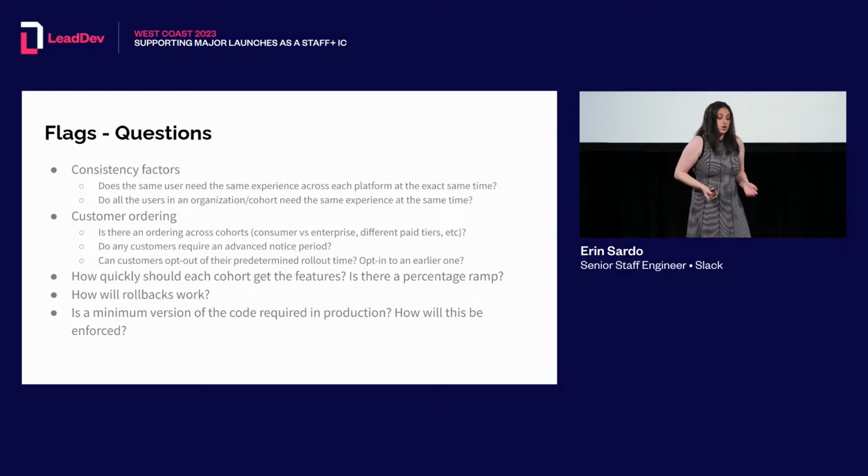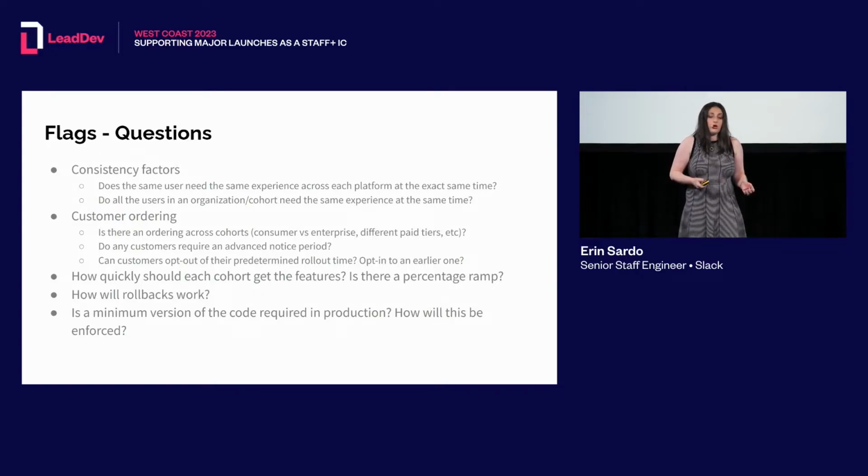Consistency factors. Does the same user need to experience the same feature across each platform, mobile, web, PlayStations if you run on that, at the exact same time? What about users in an organization? Does everyone within a team need to have the exact same feature at the exact same time? All of those things change how you have to configure your flags and what the rollout schedules are.